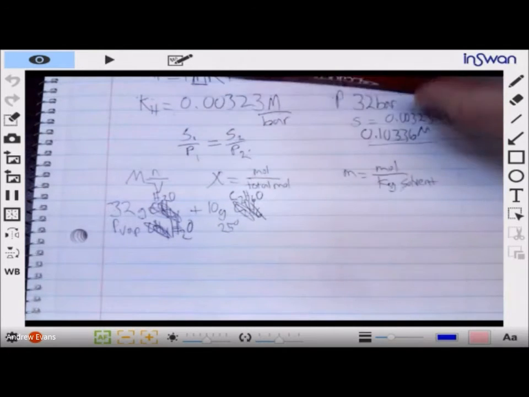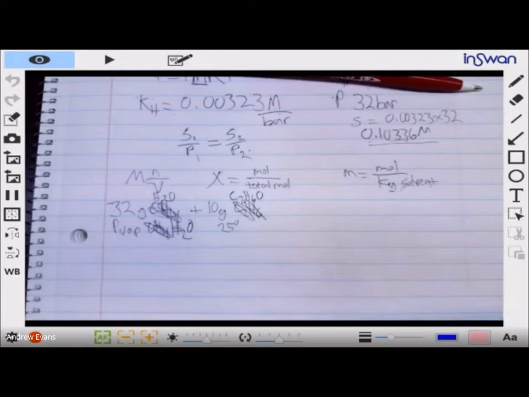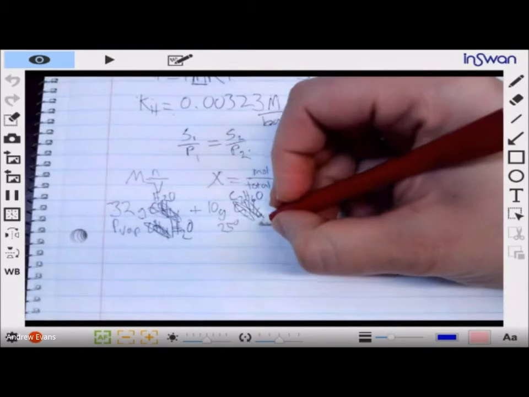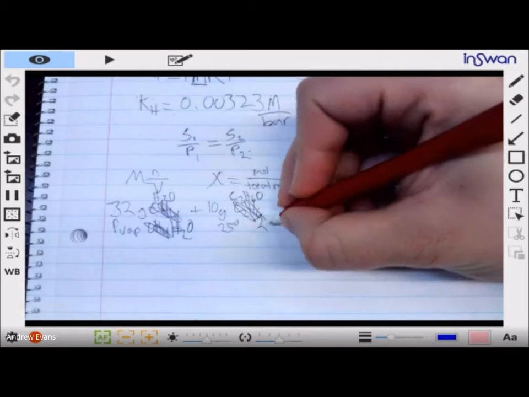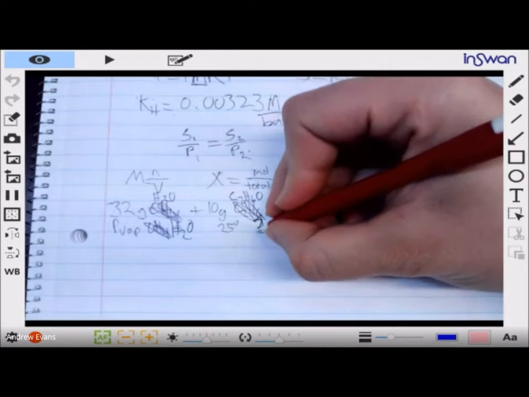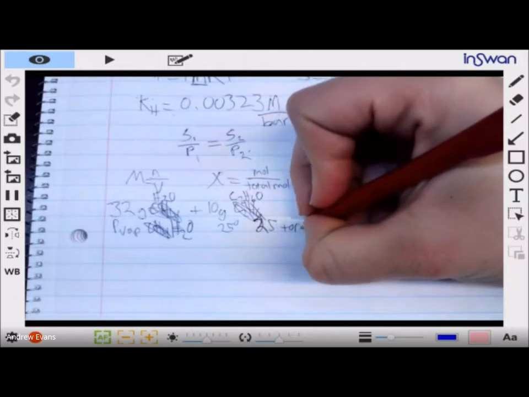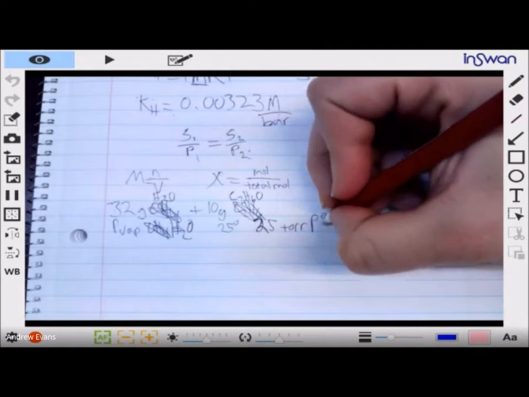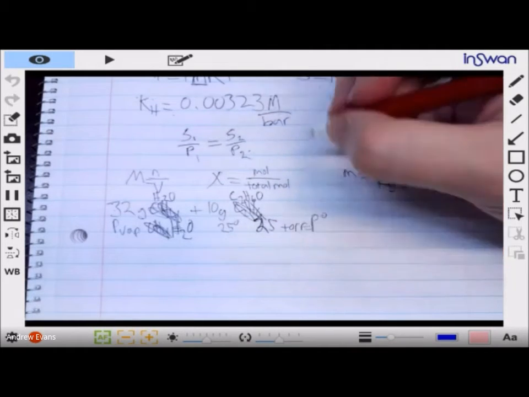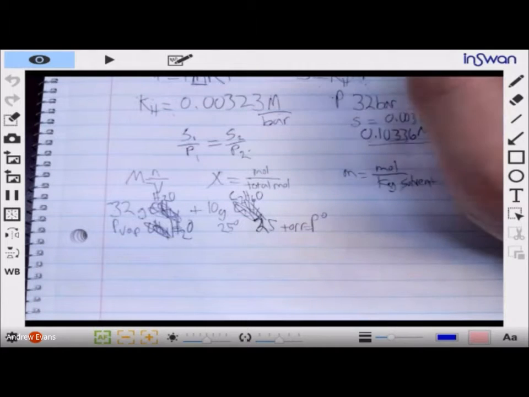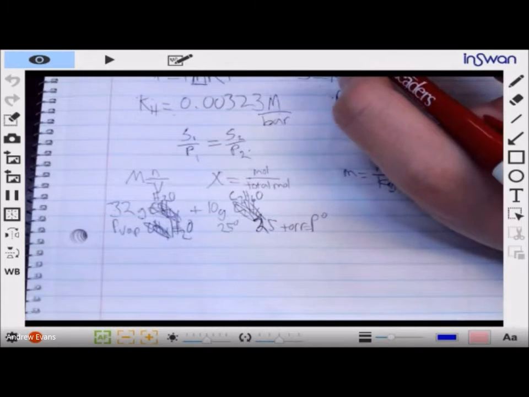One thing we'll need to know is the pure vapor pressure. Say the pure vapor pressure is, let's say, 25 torr, I'm just making this number up. So the P star is the pure vapor pressure of water at 25 degrees, 25 torr.